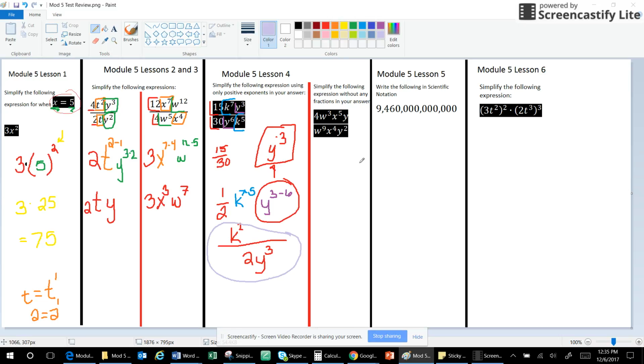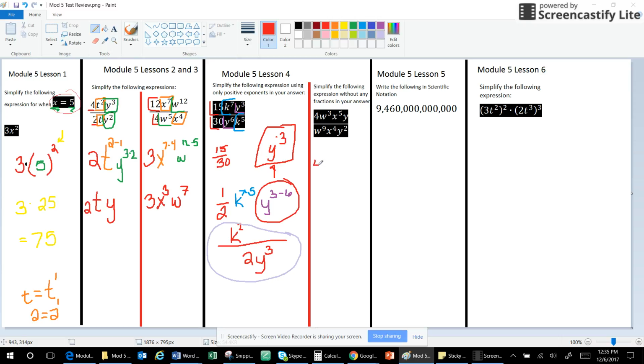All right, try the next one. Same thing, but this time it doesn't want any fractions. So this one, negative exponents are allowed. 4w to the 3rd, x to the 5th, y, over w to the 9th, x to the 4th, y to the 2nd. Go ahead and try it on your own. Click continue when you're ready to check your work.